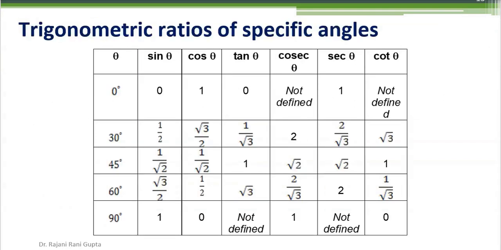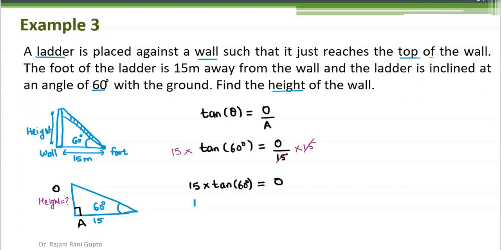Finding the value of tan of 60 degree from this table, we look for 60 degree and tan here. So it is root 3. Substitute that value here: 15 times root 3. This is the opposite side, which is nothing but 15 root 3, the value of O. Hence the height of the wall is 15 root 3 and the unit is meter. I believe now the concept is clear.